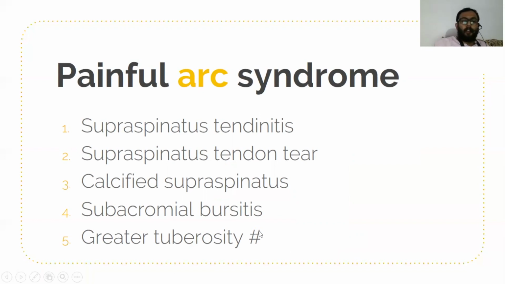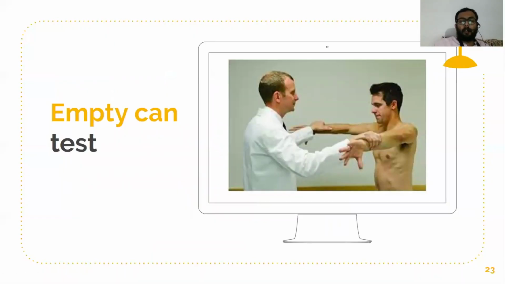Among these 5 reasons, the greater tuberosity fracture and calcified supraspinatus are seen on X-ray. In most cases, the greater tuberosity fracture occurs due to avulsion, that is due to the pull of the supraspinatus muscle. Supraspinatus tendinitis can be diagnosed by the empty can test and supraspinatus tendon tear can be diagnosed by the drop arm test. This is the empty can test. In the empty can test, the patient's shoulder is in 90-degree abduction and in internal rotation. The empty can test means the can is emptied by keeping it in internal rotation. So that is the name, empty can test.